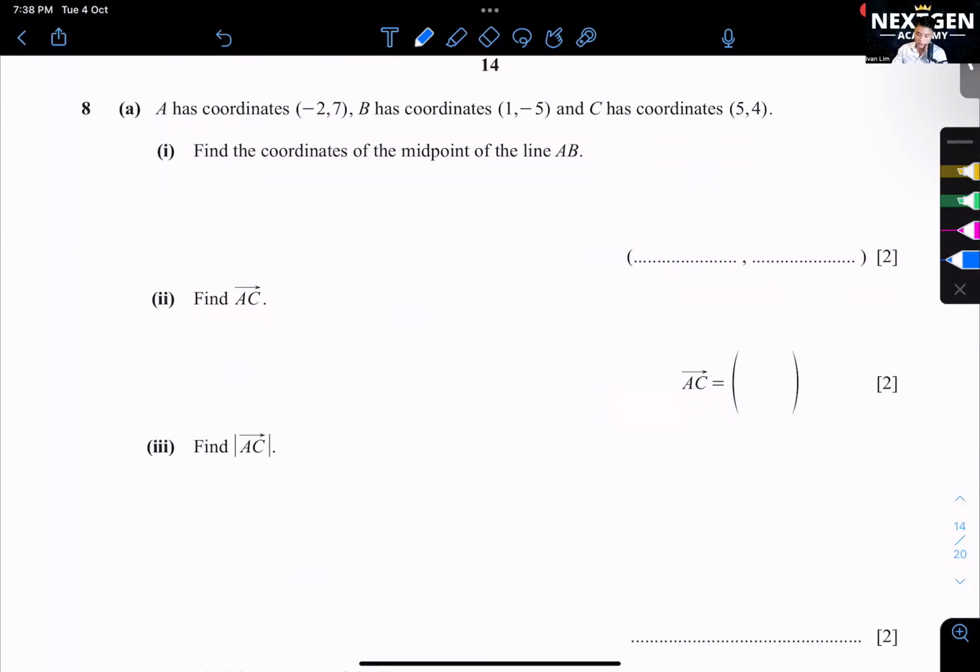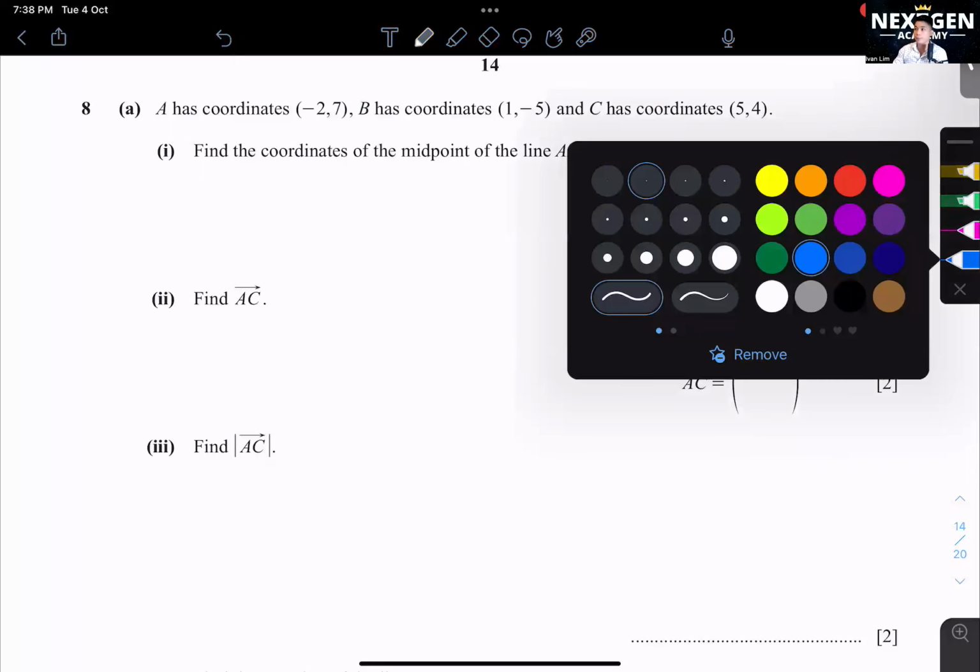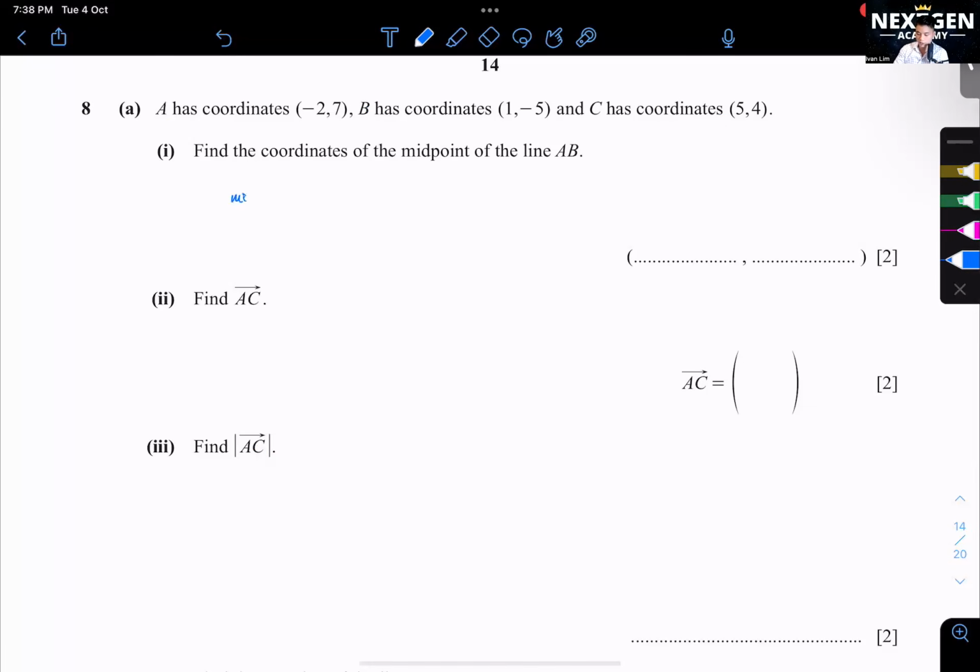Question 8. A has coordinates (-2, 7). B has coordinates (1, -5). C is (5, 4). Find the coordinates of the midpoint of line AB. Okay, so for midpoint, we just use the midpoint formula, which for A and B is -2 plus 1 over 2, then 7 plus -5 over 2. Okay, you will get (-1/2, 1).